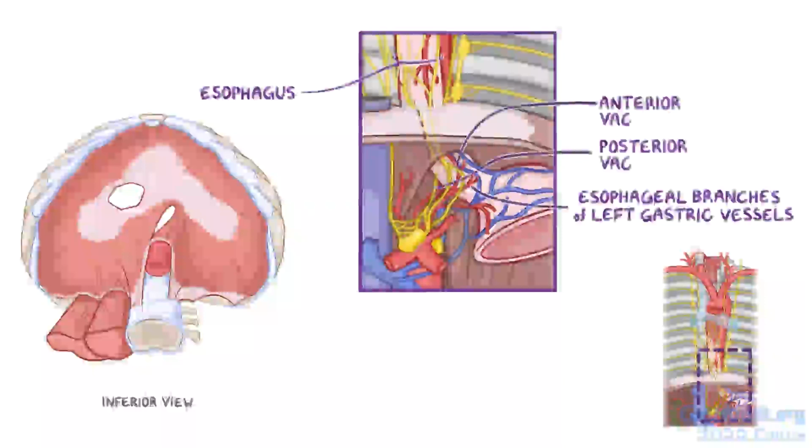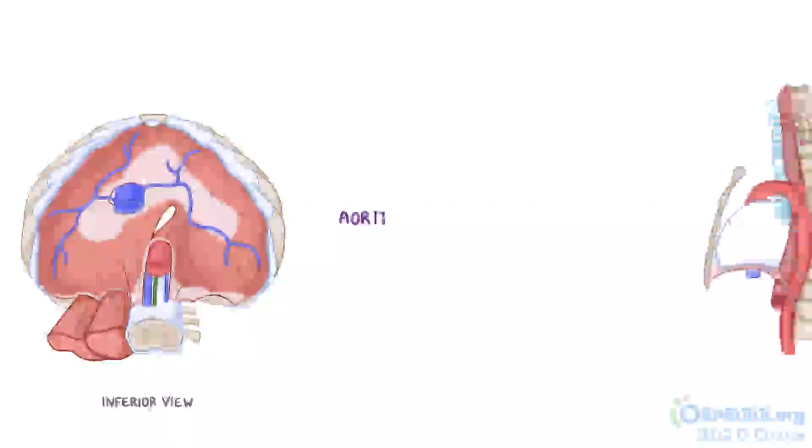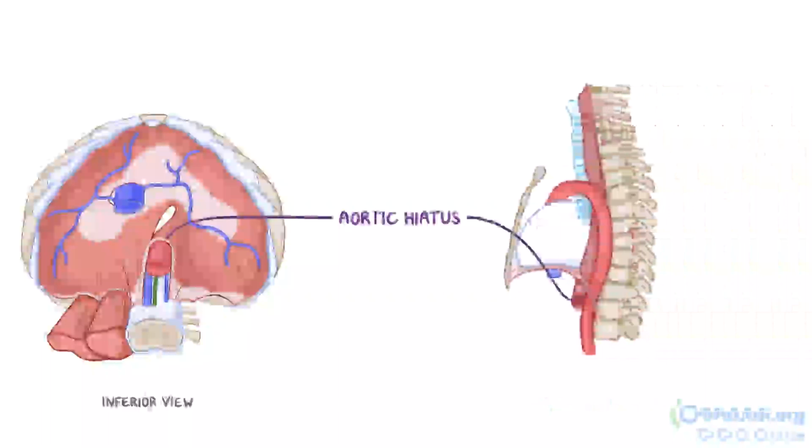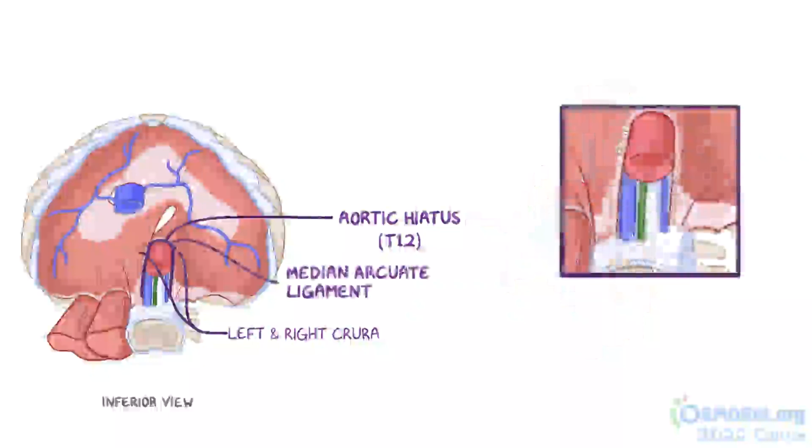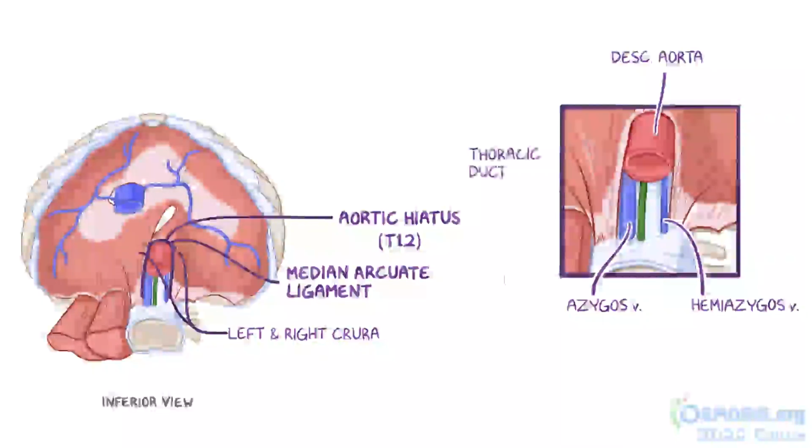and posterior vagal trunks. The third major opening is the aortic hiatus, which is actually posterior to the diaphragm, located at the level of the T12 vertebra. It is located between the left and right crura, posterior to the median arcuate ligament. The aortic hiatus allows passage for the descending aorta, the azygous and hemiazygous veins, and the thoracic duct.